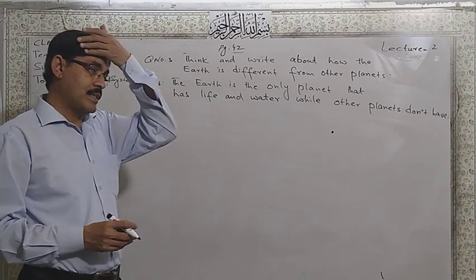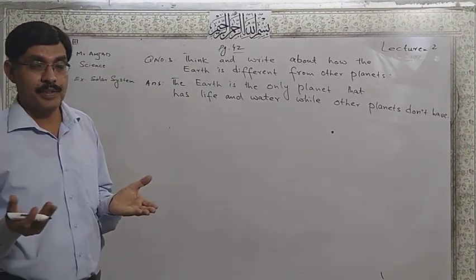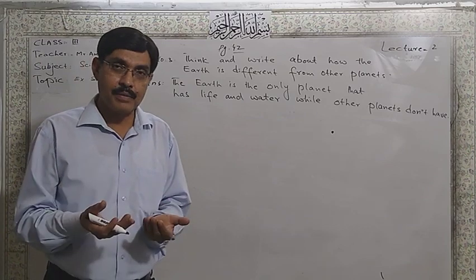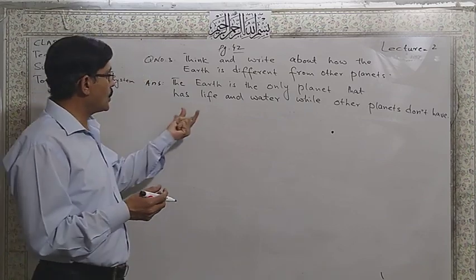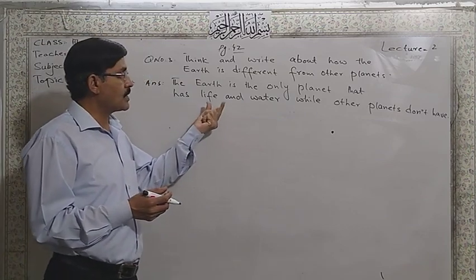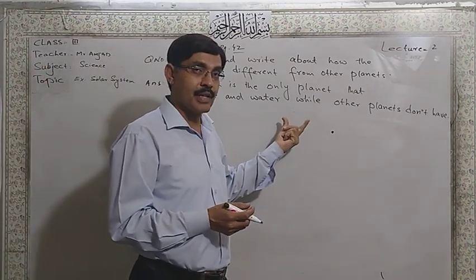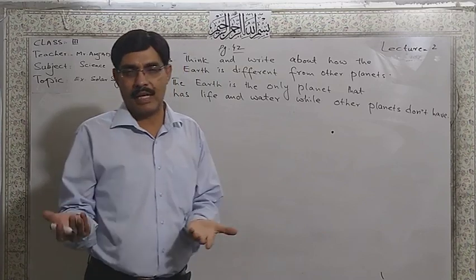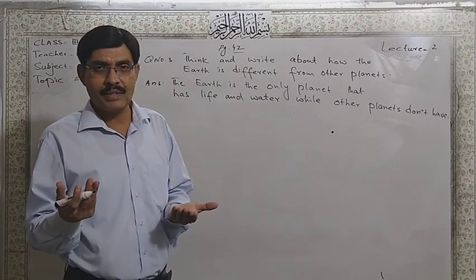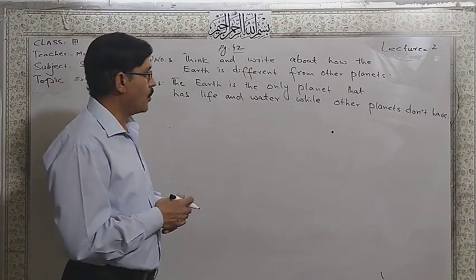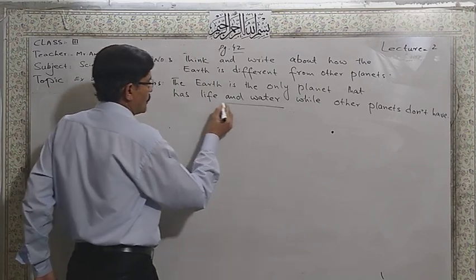Only this planet, the Earth, we have got lots of information because we live on it. That's why it has got life, because of water. Other planets don't have life and water. Water is the symbol of life. If they don't have water, there is no life on them.